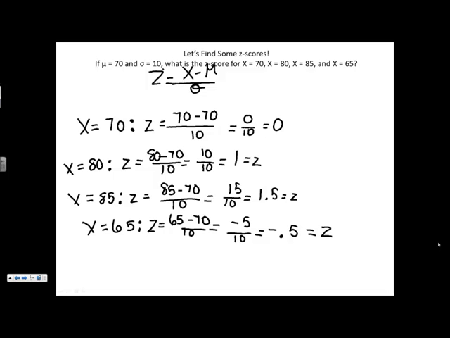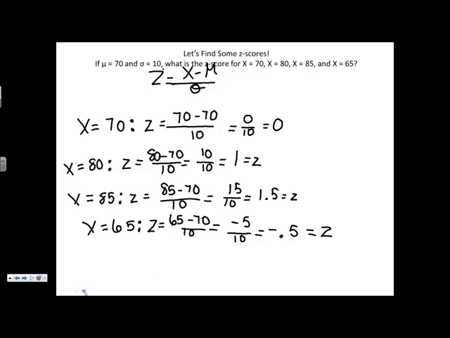So in looking at this, it makes sense that the z-score is negative because 65 is lower than the mean of 70. And if we look at this, 65 minus 70, it's 5 points lower than the mean. Well, how many tens is that? It's half of a 10, so 0.5. Negative 0.5 is the z-score.